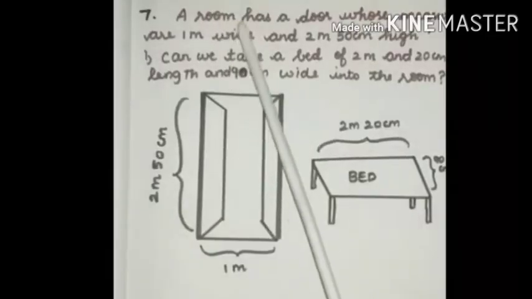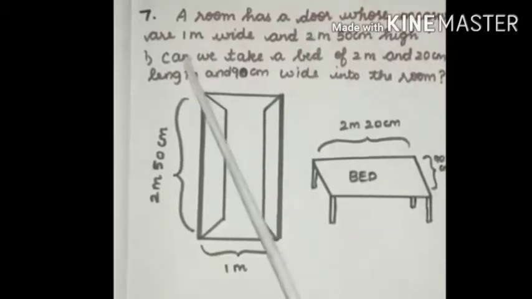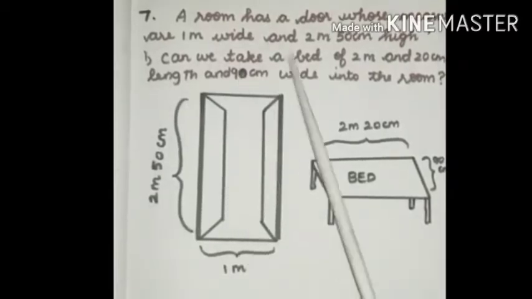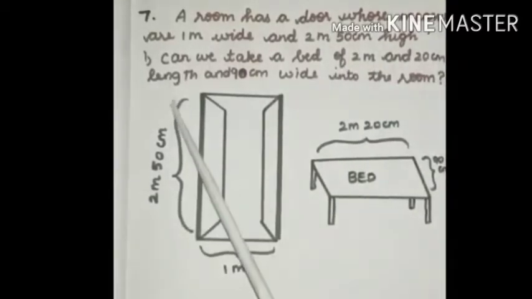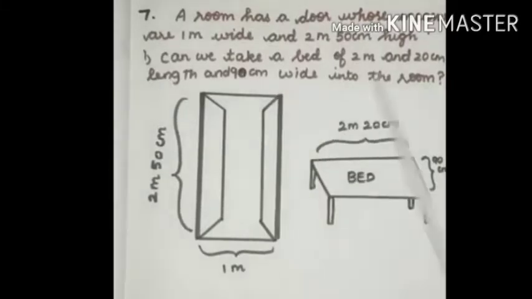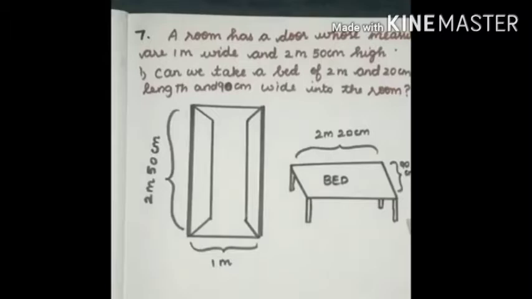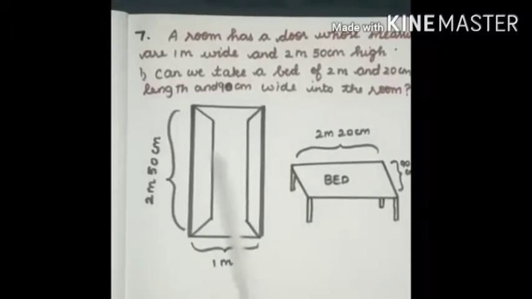7th question. A room has a door whose measures are 1 meter wide and 2 meter 50 centimeter high. Can we take a bed of 2 meter and 20 centimeter length and 90 centimeter wide into the room? Here the given question is: width of door in the room is 1 meter and the height of the door in the room is 2 meter 50 centimeter, and the length of the bed is 2 meter 20 centimeter and the width of the bed is 90 centimeter. Here we have to find, can we take this bed into the room or not?